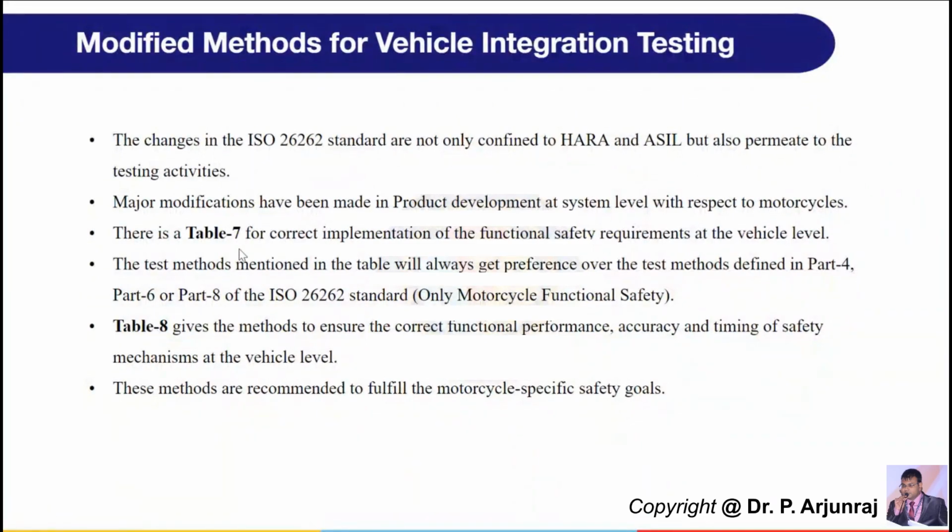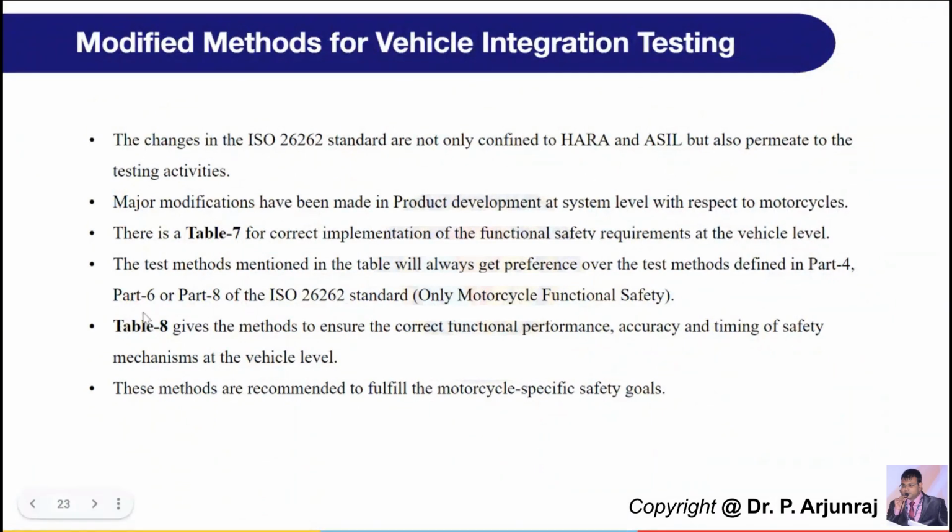The next slide is going to have table 7, which is for the correct implementation with respect to the functional safety requirement at the vehicle level. You also have the test methods mentioned in the table, which will take preference over the test methods defined in part 4, part 6, and also part 8 of the ISO 26262 standard. And this is only for motorcycle functional safety.